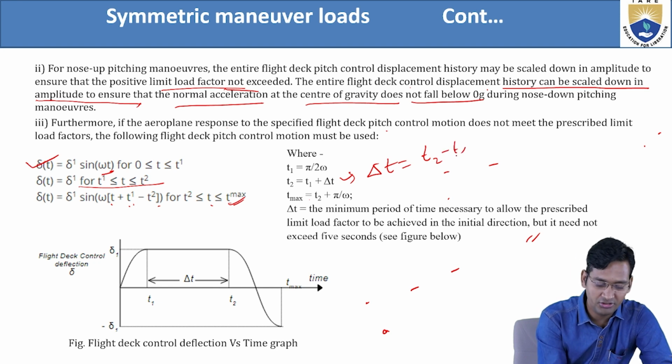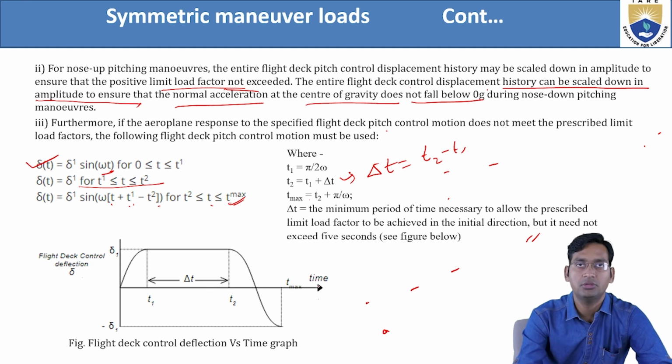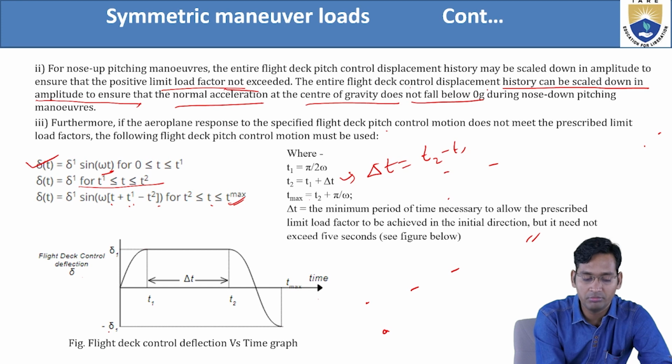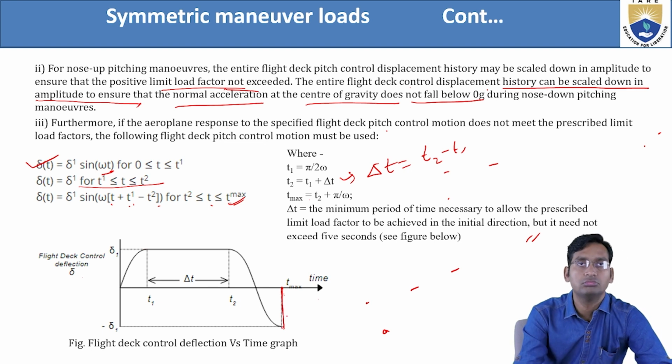So from here, just see how it starts. This is the flight deck control deflection delta versus time graph. Once it reaches this point, that is the maximum, delta 1. After that it's constant, and from t1 it's constant until it reaches t2. Then again it starts decreasing and going down, and that time it becomes minus delta 1, and here this is the t max. Up to this only that value will be there.